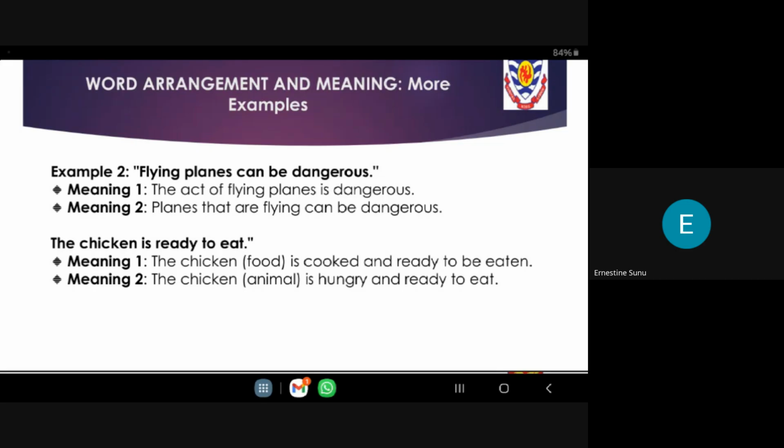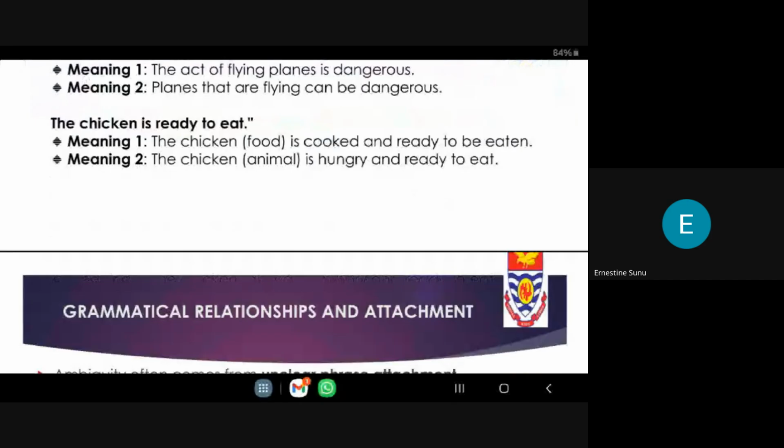The chicken is ready to eat. So, darling, the chicken is ready to eat. Darling may be thinking that the chicken has been prepared as food, and then it's ready on the table for him to enjoy. But then he can also think that it is about the chicken itself that is hungry and so is ready to feed. So you can see because of how the words have been arranged, there is some sort of structural ambiguity.